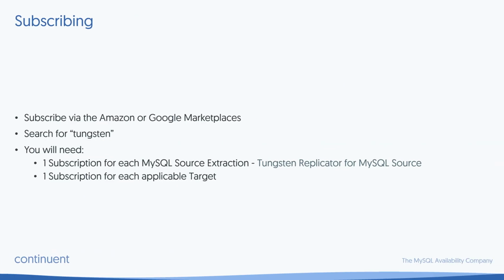How do you subscribe? Well, you go to the Amazon or the Google marketplaces, search for Tungsten, and you'll find them all listed there. You will need one subscription for each source that you want to set up, and that one is labeled as the Tungsten Replicator for MySQL source, and that's your extractor. So you will need one of those. And then you will need one subscription for each of the targets that you need. So if you're doing MySQL to Vertica, for example, you will have one subscription to the replicator for MySQL source, and then you'll have one subscription for the replicator for Vertica appliers. So you just pick and choose and mix and match the ones that you need.